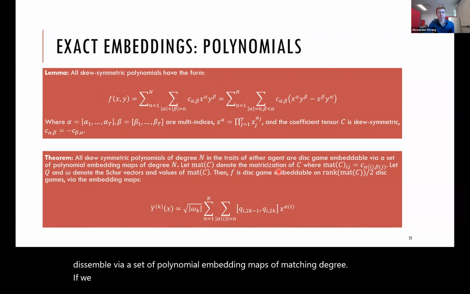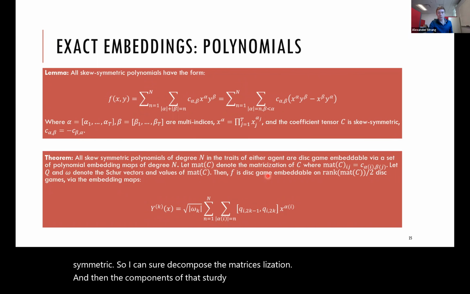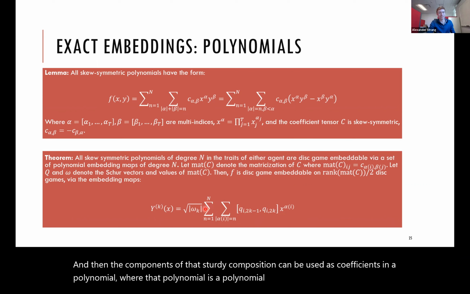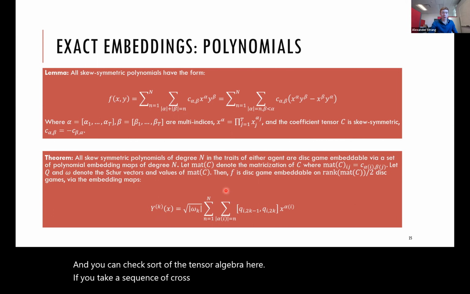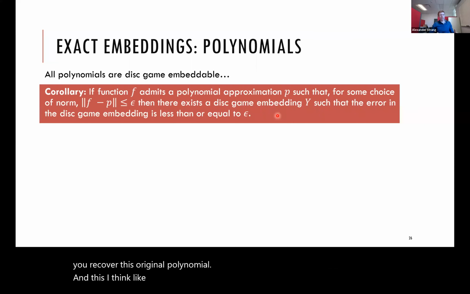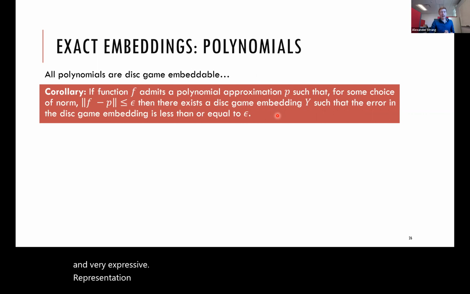If we let mat of C be the matricization of this coefficient tensor, then the matricization of C is skew symmetric because the tensor itself is skew symmetric. So I can Schur decompose the matricization. And then the components of that Schur decomposition can be used as coefficients in a polynomial, where that polynomial is a polynomial embedding function. And you can check the tensor algebra here: if you take a sequence of cross products of these polynomial embedding functions, you recover this original polynomial. And this, I think, like everything I've said so far, suggests that this is a very generic and very expressive representation. And this polynomial argument really pushes that point, right?